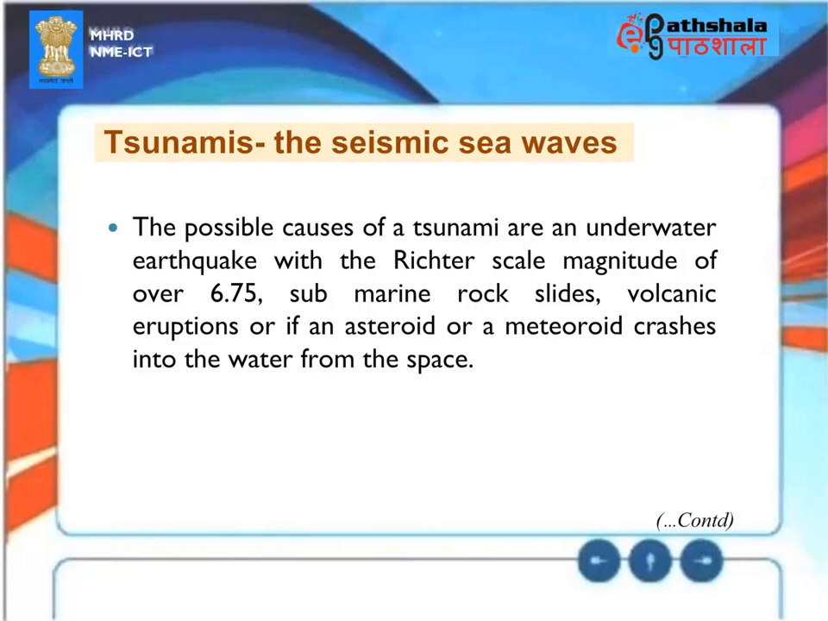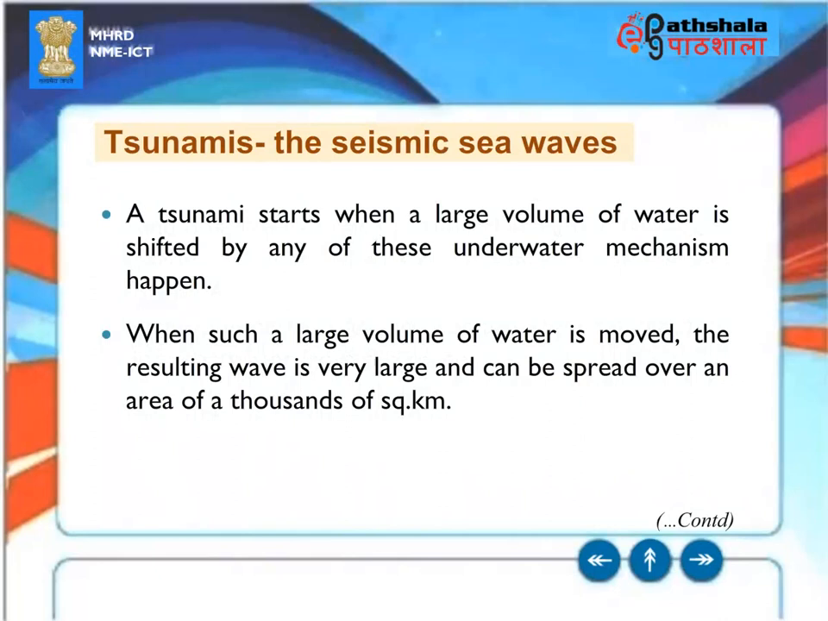submarine rock slides, volcanic eruptions, or an asteroid or a meteoroid crashing into the water from space. A tsunami starts when a large volume of water is shifted by any of these underwater mechanisms. When such a large volume of water is moved, the resulting wave is very large and can be spread over an area of thousands of square kilometers.